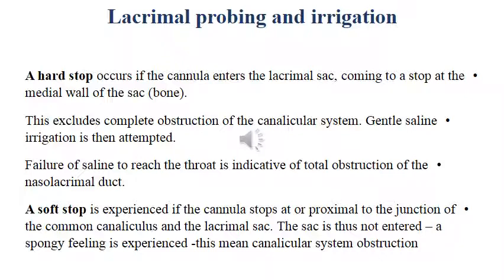If there is obstruction in the canalicular system, we will not enter the lacrimal sac, and we will hit the lateral surface of the lacrimal sac. Because we are not entering inside the sac, we will hit the lateral surface of the sac, and the lateral surface will be pushed against the medial surface of the sac, the medial wall I mean. This will give us a soft stop. So a soft stop means we are hitting soft tissue, while a hard stop means we are hitting bone. That will give us an impression whether there is an obstruction in the canalicular system or not.